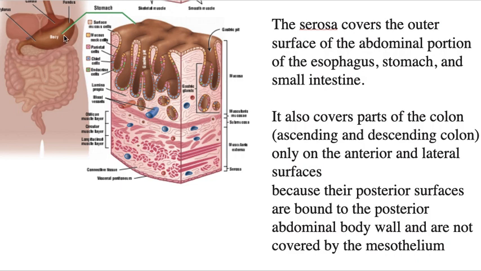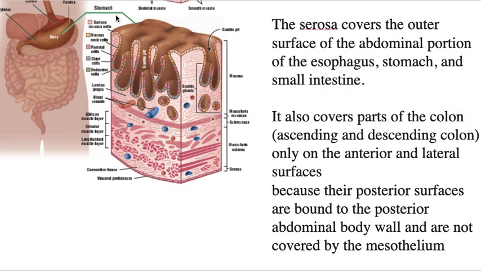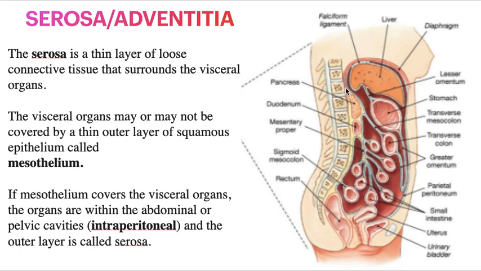Right, so this is your stomach, and the stomach, like in the previous slide I showed you, is an intraperitoneal organ. Therefore, the outermost layer here is the serosa. It covers the outer surface of the abdominal portion of the esophagus, stomach, and the small intestine. It also covers part of the colon, ascending and descending, but only on the anterior and the lateral surface, because their posterior surfaces are bound to the posterior abdominal wall and are not covered by mesothelium, as you can see very clearly over here.